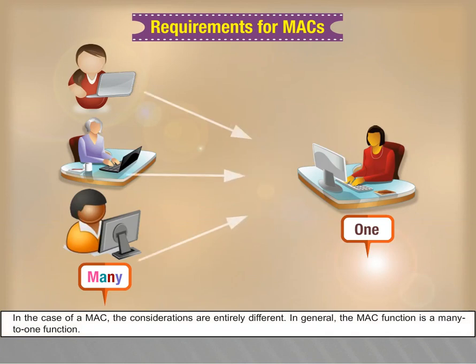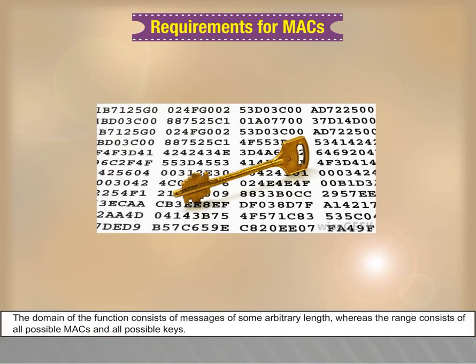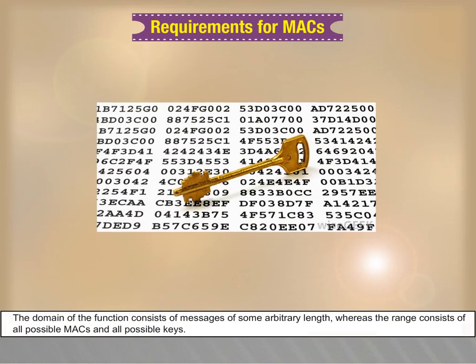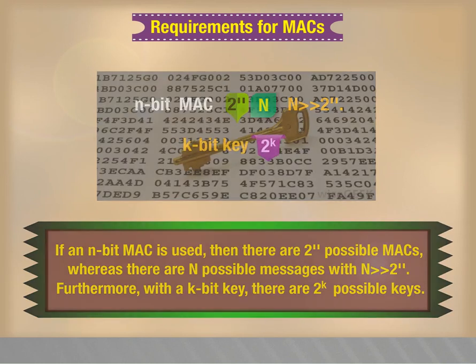In the case of a MAC, the considerations are entirely different. In general, the MAC function is a many-to-one function. The domain of the function consists of messages of some arbitrary length, whereas the range consists of all possible MACs and all possible keys. If an n-bit MAC is used, then there are 2^n possible MACs, whereas there are N possible messages with N much greater than 2^n. Furthermore, with a k-bit key, there are 2^k possible keys.